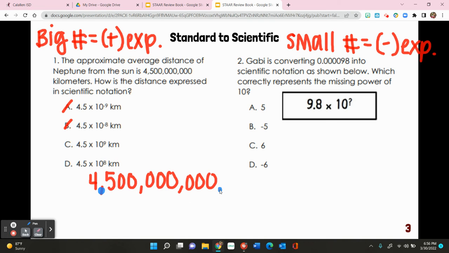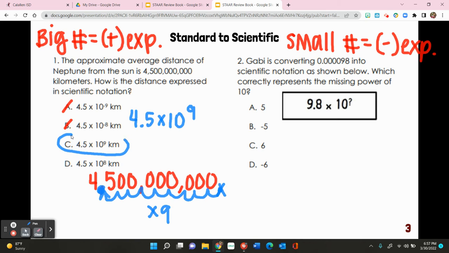Starting from the very end, I moved my decimal 1, 2, 3, 4, 5, 6, 7, 8, 9 times. I moved my decimal 9 times. So this decimal I can cross out. Here is my new decimal. When I rewrite this, this is 4.5. I no longer need to include all these zeros, times 10. Since I moved my decimal 9 times, my exponent is going to be 9. And again, since it was a very big number, my exponent is positive. That being said, my answer choice is going to be C.